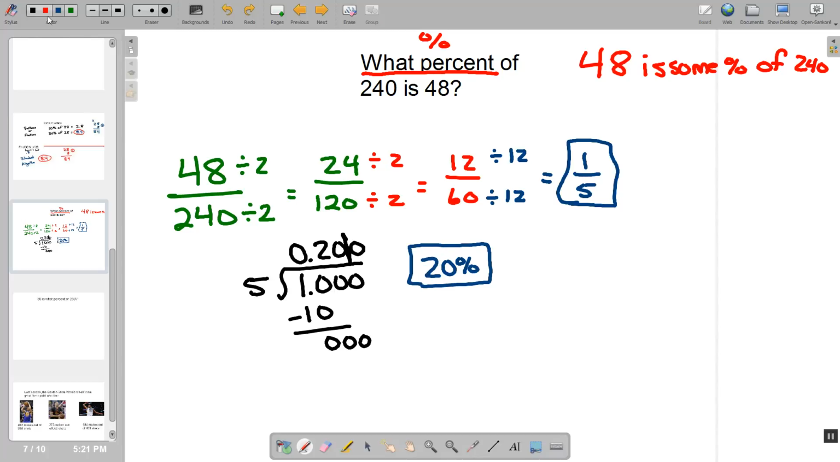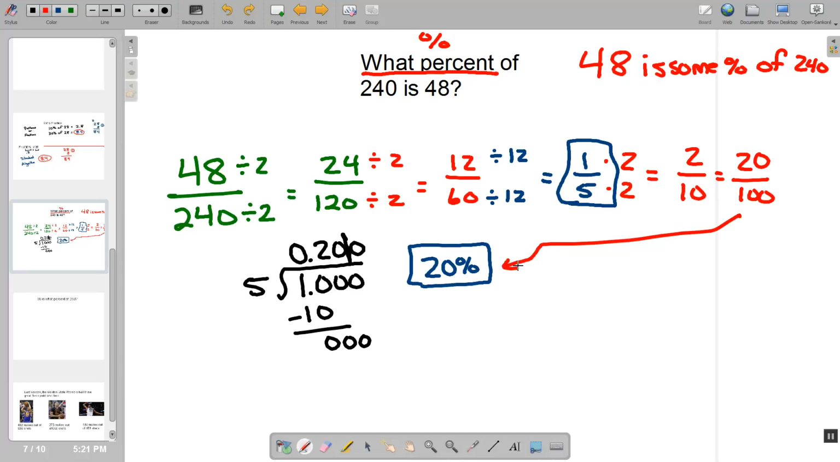The other way to find the percentage is we need to turn this into tenths, hundredths, or thousandths. And for this problem, 1/5 is equal to 2/10, and 2/10 is equal to 20 hundredths, which is the same as 20%.